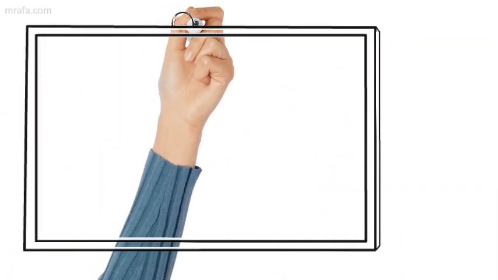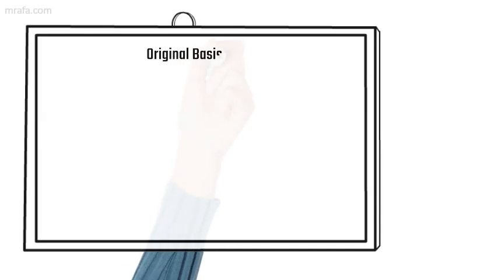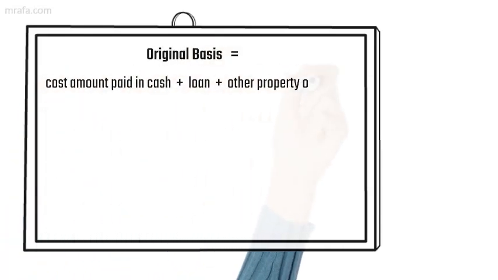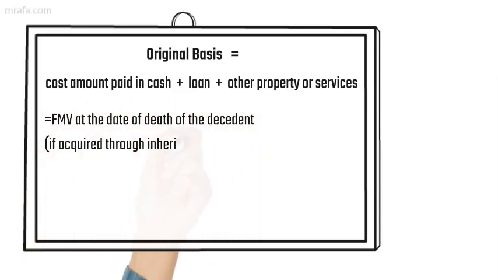So how do you calculate the original basis? Original basis is the cost that you paid in cash plus the loan, if you paid with a credit card or you applied for a loan, and other services that you have to do to attain that item or that land.